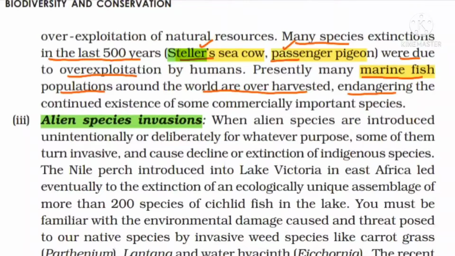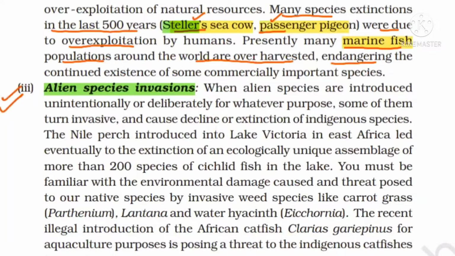So this is because of the overexploitation. Now, the third point is alien species invasion. When alien species are introduced unintentionally or deliberately, for whatever purpose, some of them may turn invasive. Invasive means they will increase their population and will not allow the locals to flourish. As a result, it causes decline or extinction of the local species, meaning the natives of that area, and that species comes into an endangered condition.